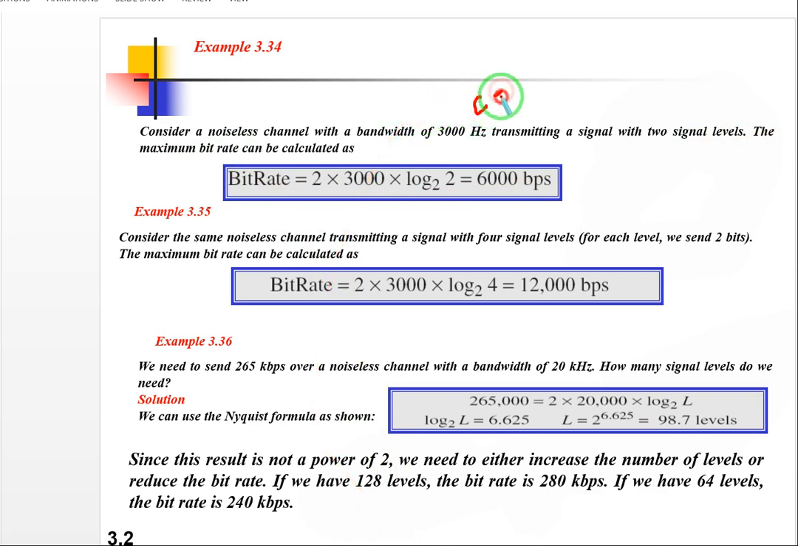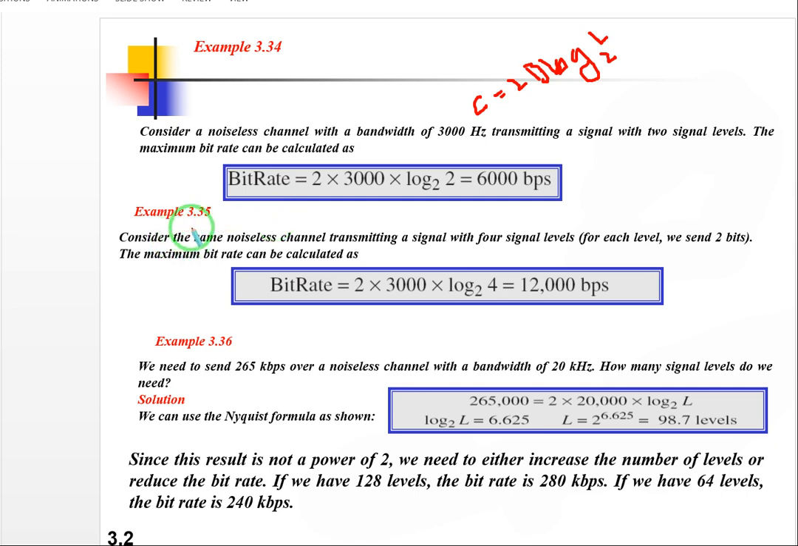C = 2B log2 L. So you have the bandwidth, put it here. You have the 2, you have log 2, and 2 levels. So log2 of 2 will be 1, so 3000 multiplied by 2 should be 6000 bits per second. Simple multiplication, just simple mathematics. What is the bit rate? 6000 bits per second. But keep in mind, in a noiseless channel there is no noise.